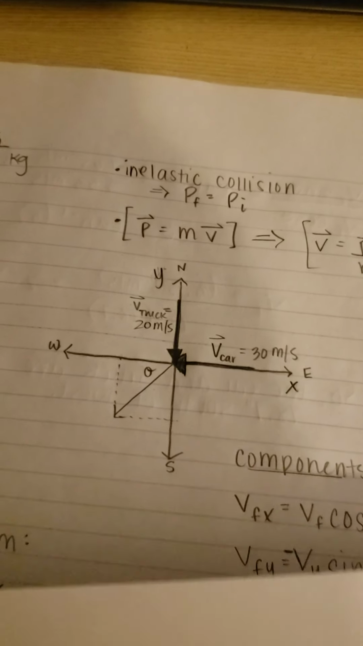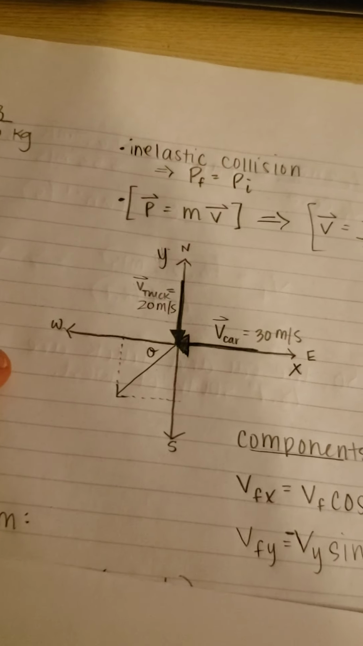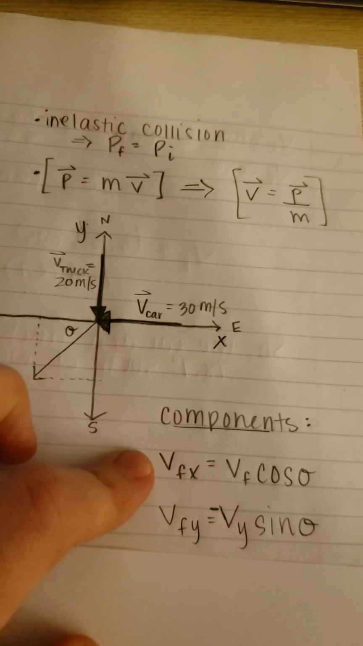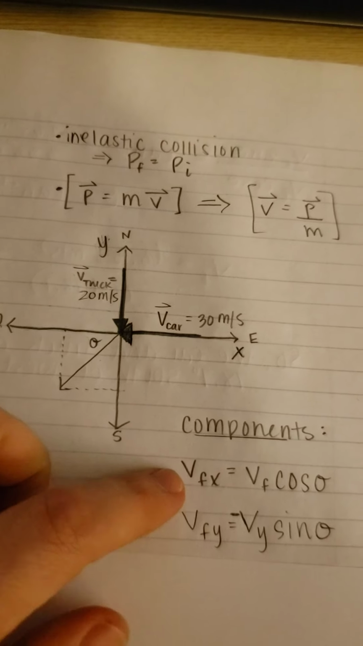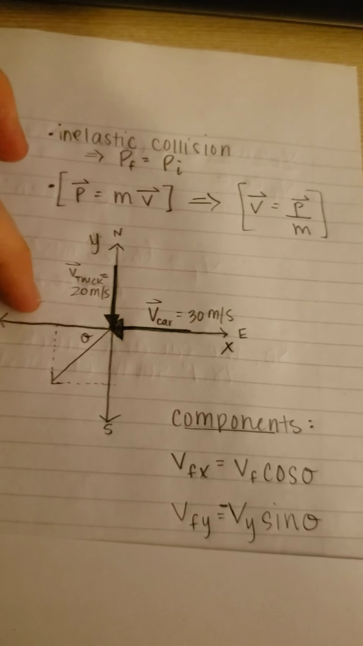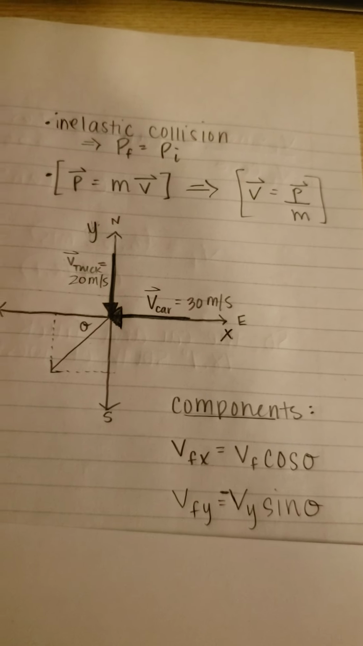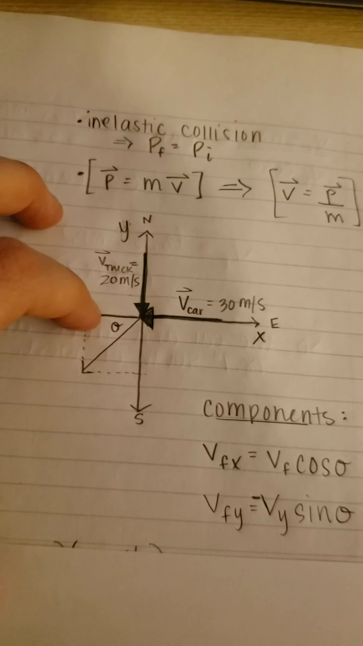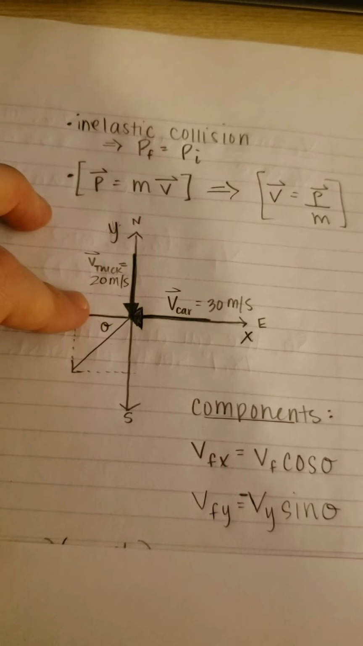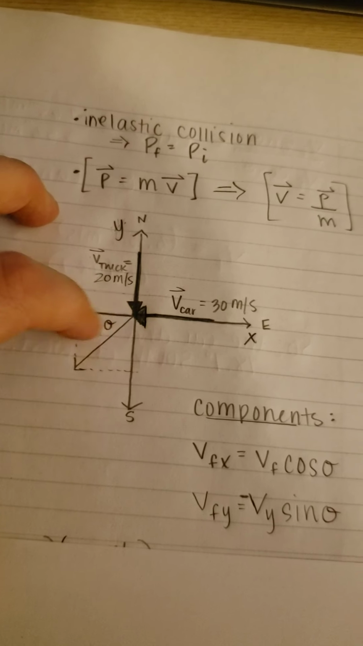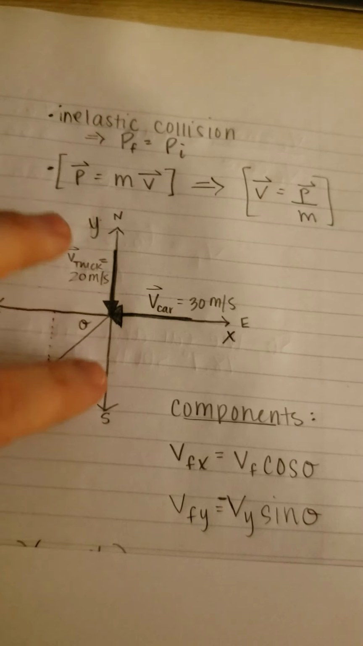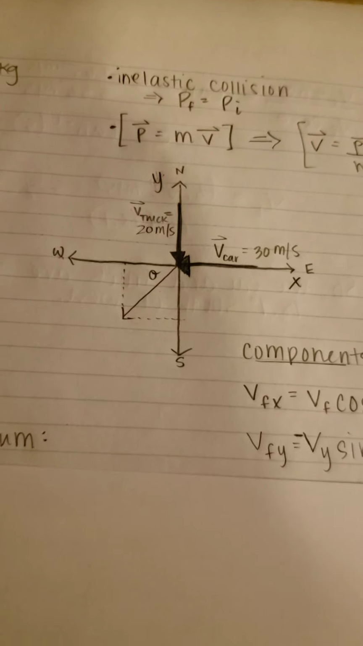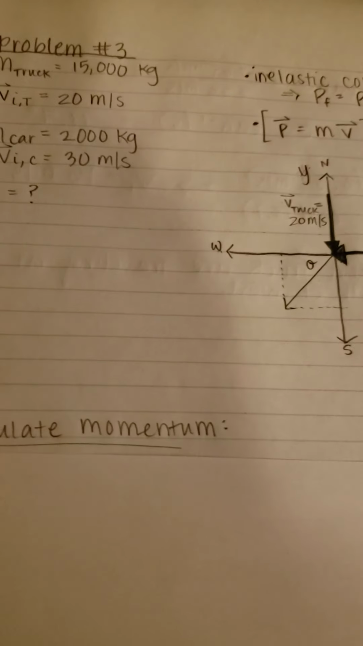So the components, since we need to break this up into components, those are going to be the velocity in the x direction is going to be velocity times the cosine of theta, because we are looking for that adjacent, or we know the adjacent over the hypotenuse, and then opposite for the y component, we need to multiply it by the sine of theta.